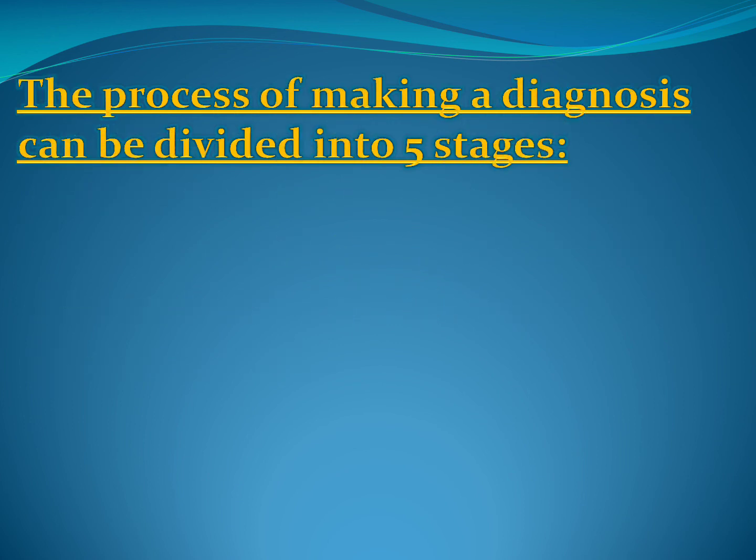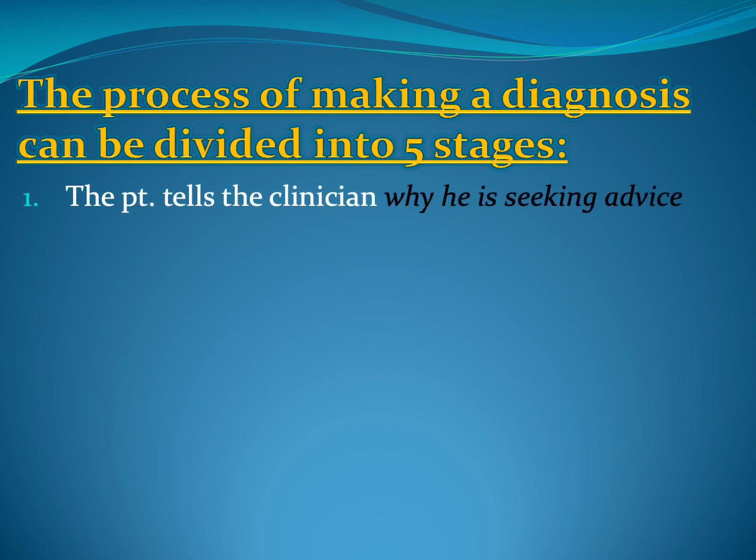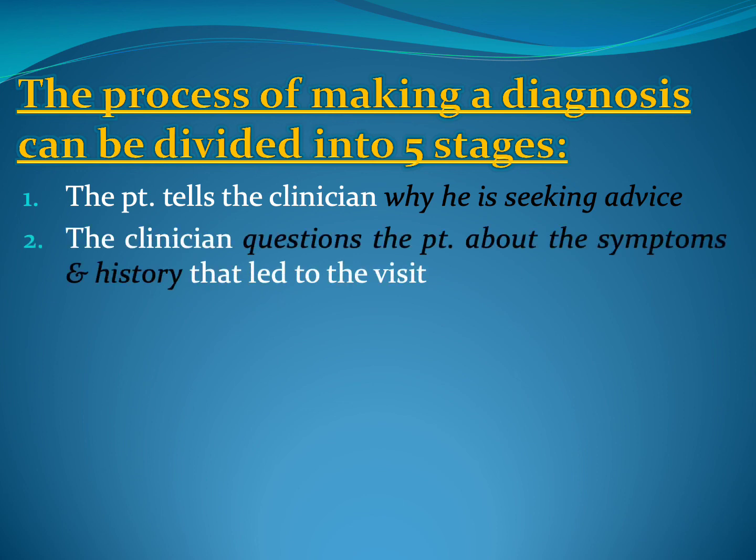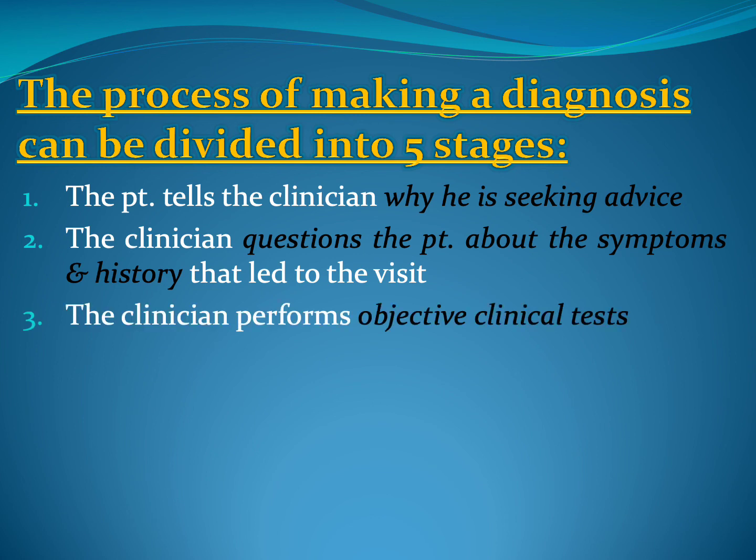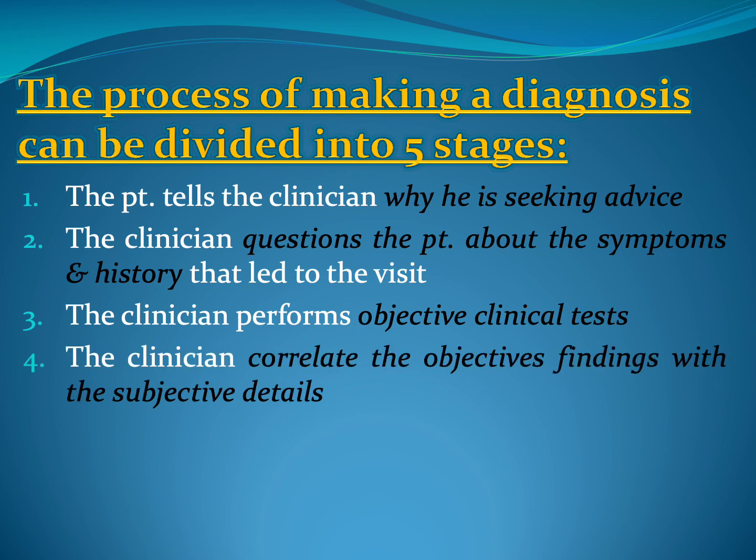The process of making a diagnosis can be divided into 5 stages. The first stage, the patient tells the clinician why he is seeking the advice. Second, the clinician questions the patient about the symptoms and history that led to this visit. Third, the clinician performs objective clinical tests and correlates the objective findings, the clinical examination which the doctor does to the patient, with the subjective details which the patient tells us about.